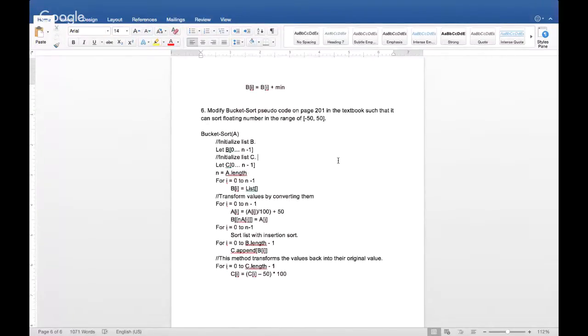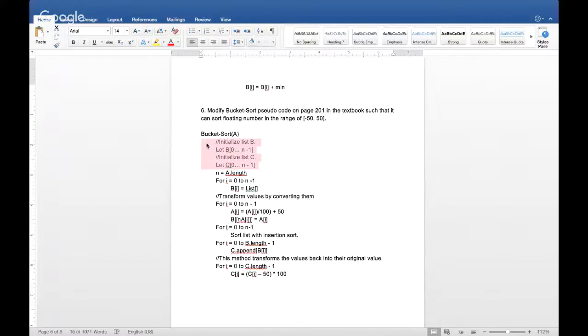All right, so our last question: modify the bucket sort pseudocode on page 201 so that it can sort floating point numbers in the range of -50 to 50. This one was one of the more difficult ones for me just because it didn't click right away. But basically, because we have negative numbers and floating point numbers, we're going to transform them all. And because the algorithm's pretty much the same, I'm just going to go over the main steps.